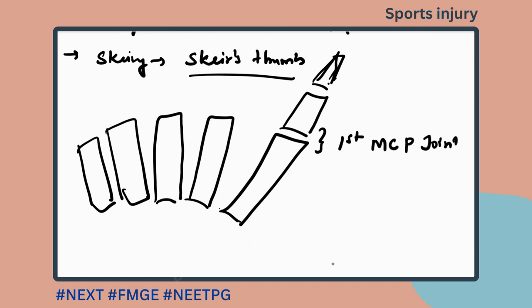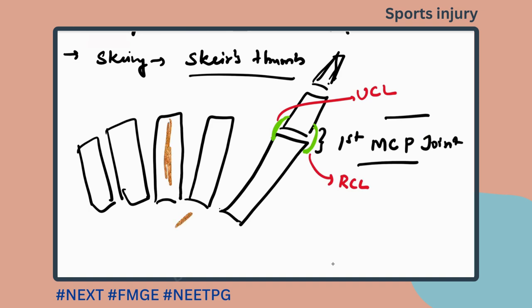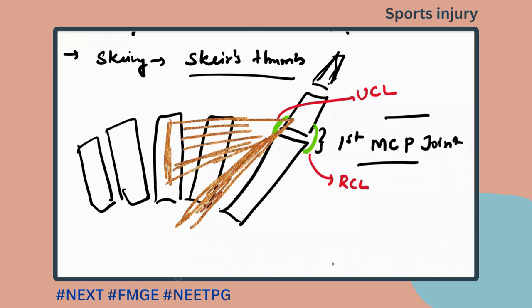So this joint is called the first metacarpophalangeal joint. This first metacarpophalangeal joint has two ligaments, one on the ulnar side and another on the radial side, called the ulnar collateral ligament and the radial collateral ligament. There is one muscle which is attached at this junction also, which arises from the third metacarpal and from the base of the carpals to here. This muscle is called the adductor pollicis muscle.